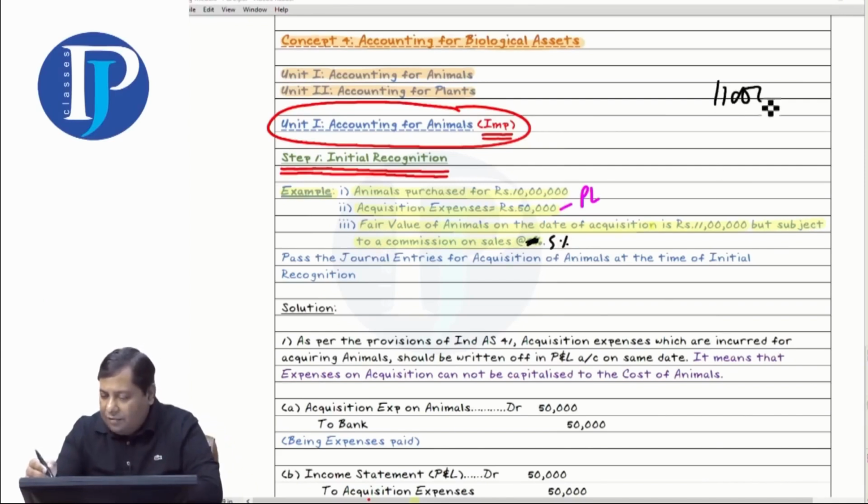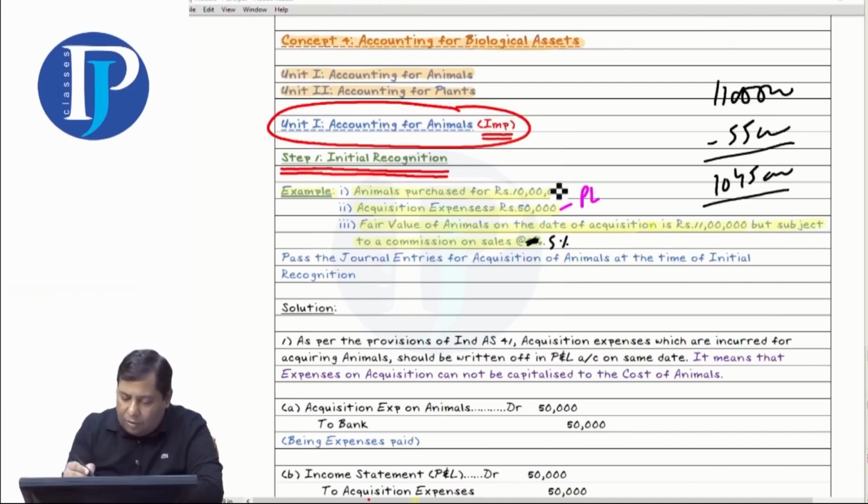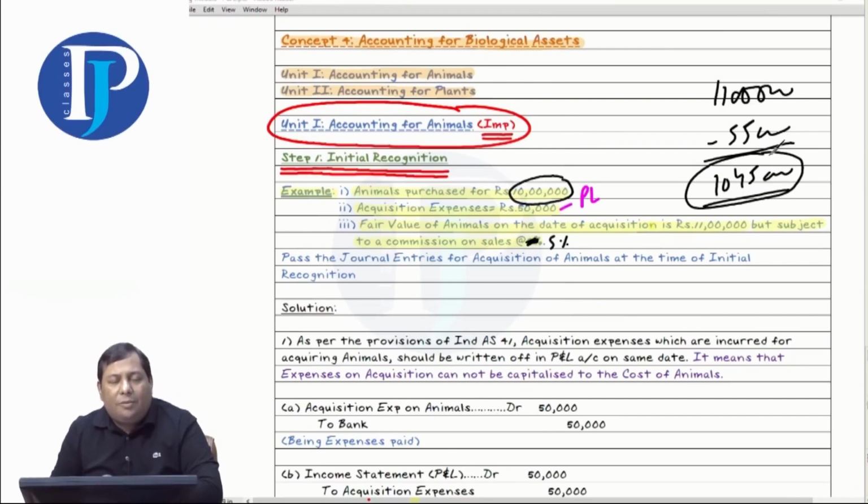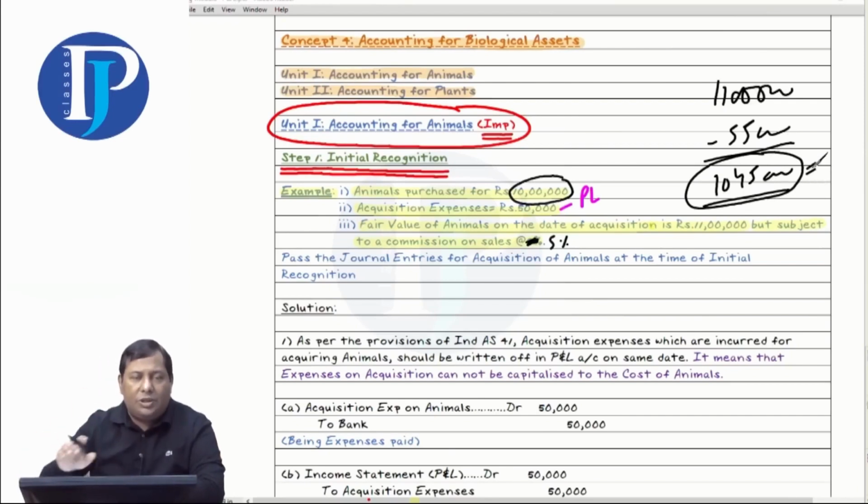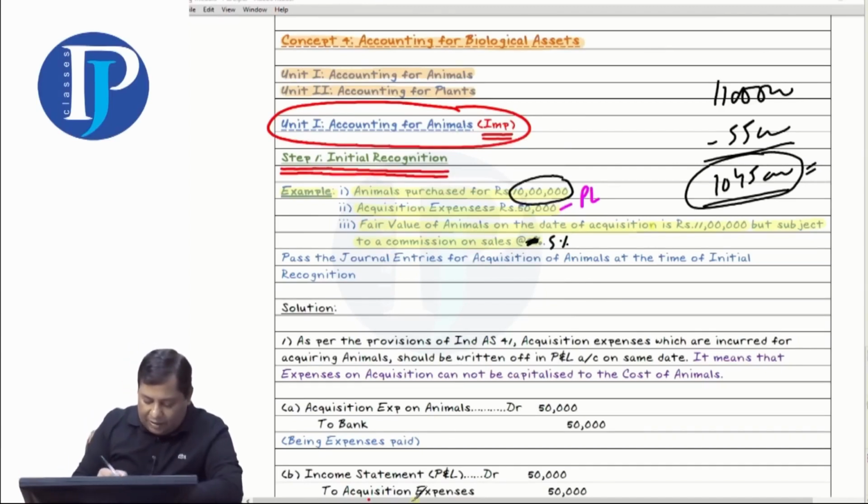Fair value is 11 lakhs. You have to spend 55,000 in commission. The remaining is 10 lakh 45,000. Now tell me, the animals you bought were worth 10 lakhs, but what is their fair value? 1045. So you have gained 45,000. Now I will record 10 lakh 45,000 on the animal, which is the net fair value.